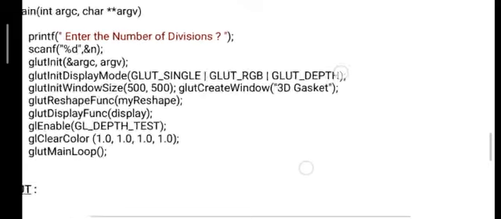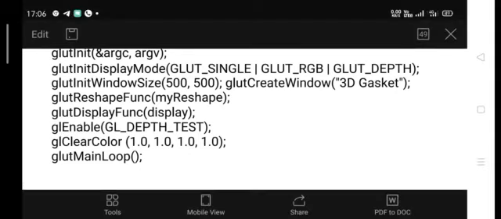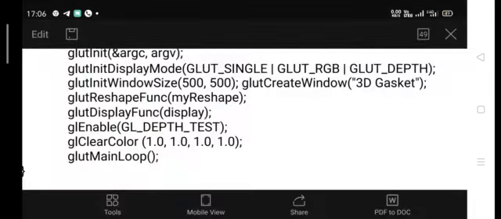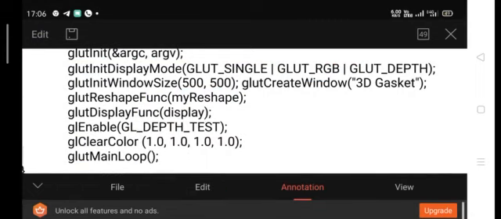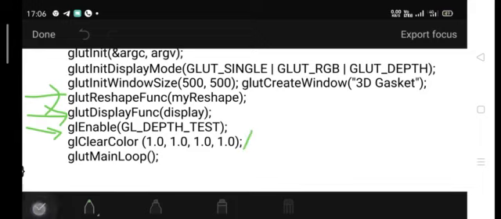We have to create a window. Let the title of the program be 3D gasket. Then make a call for the reshape function. All the callbacks should be registered in the main function: glut reshape function, then glut display function. The display function will draw the tetrahedron first, followed by the tetrahedron making a call to divide triangle, which performs the task. Then of course set the background clear color.